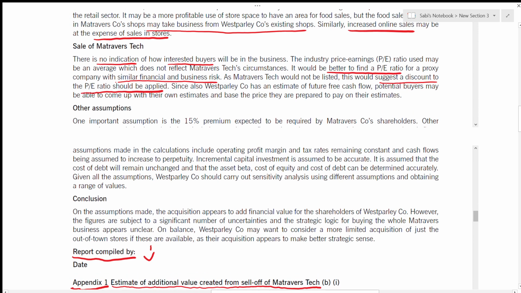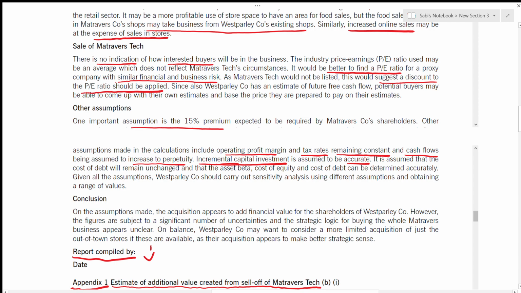One important assumption is the 15% premium expected to be required by the shareholder. Other assumptions made in the calculations include operating profit margin and tax rates remaining constant and cash flows being assumed to increase to perpetuity. So they told that cash flows will increase to perpetuity. It has been assumed, and also profit margin and tax rates will be remaining constant in all the years. These are all assumptions. Incremental capital investment is assumed to be accurate. It is assumed to be accurate.